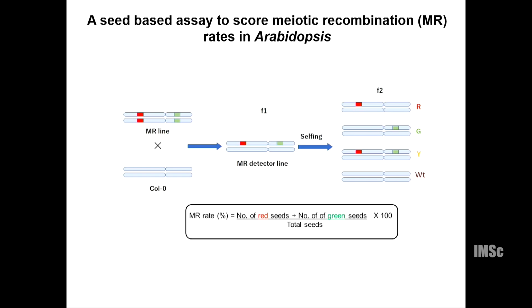So we are using markers that are very close to each other and working on the effect of seed age as well as the role of plant hormones in meiotic recombination. We found that strigolactone is a hormone that plays a significant role in meiotic recombination.